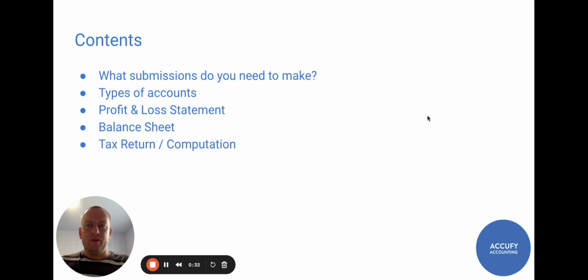So this is what I'll cover. Firstly, I'll talk about what kind of submissions, including your accounts, you need to make as a company director with a limited company, and the two main types of accounts for property investment companies that we'll come across. I'll then go into a bit of detail on the profit and loss statement in a set of accounts, what that means and things you should look out for. I'll then talk through the balance sheet, again things you should look out for in your set of accounts. And I'll briefly cover tax returns and computations.